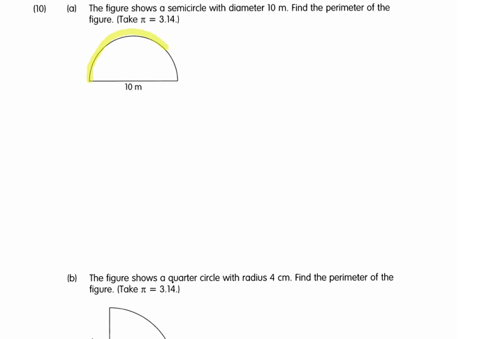So this part that is in yellow is actually how many times of the circumference? Half, right? So we can find the yellow region first, which is half of the circumference. But which circumference formula must I use in this case, Yun Song?